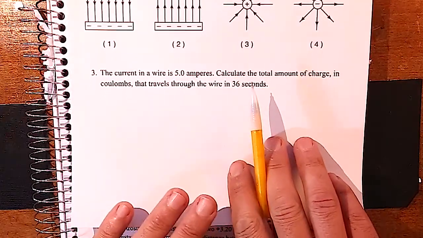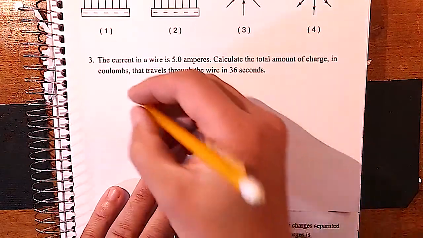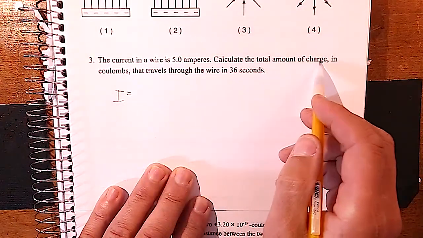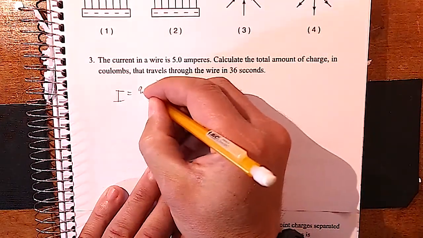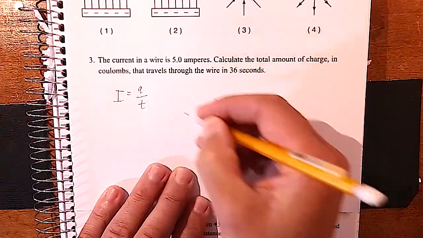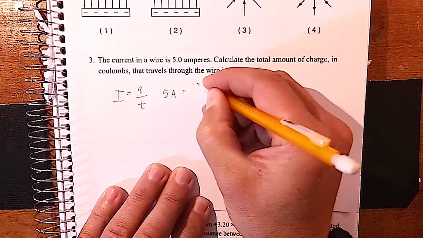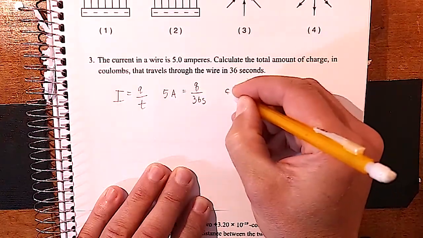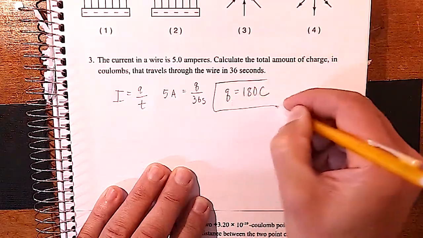Number 3 says, the current in a wire is 5 amps. So we know the current, and they tell us the total amount of charge is what we're looking for, and they're giving us the time. So we can do I equals Q over T, and we have 5 amps is equal to Q over 36 seconds, and Q comes out to 180 coulombs.